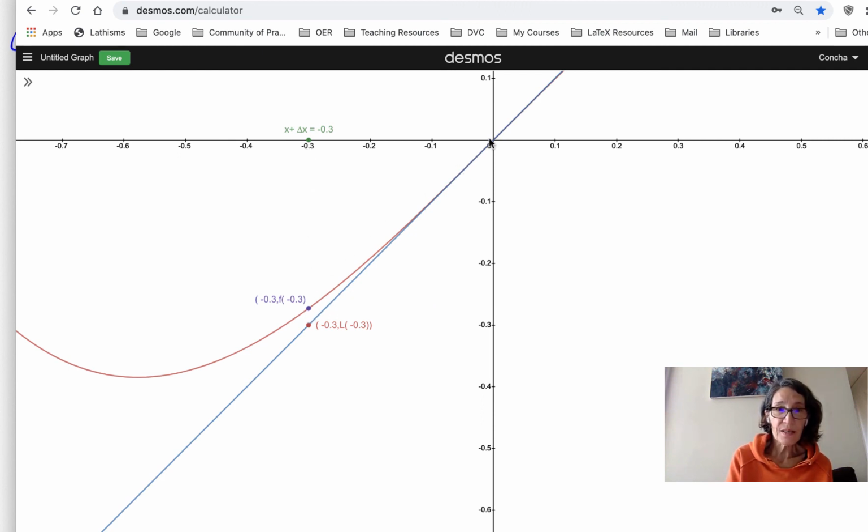Delta y is the change in y from x equals 0 to x equals negative 0.3. So it's this distance right here. That's delta y. And dy is the difference between the y coordinates when x equals 0 and the y coordinate on the line when x equals negative 0.3. So it's this distance from the x-axis all the way up to this line. That's dy. And the difference between delta y and dy is this little bit right here. That's the error. All right, I hope this helps with understanding intuitively what we mean when we talk about differentials.